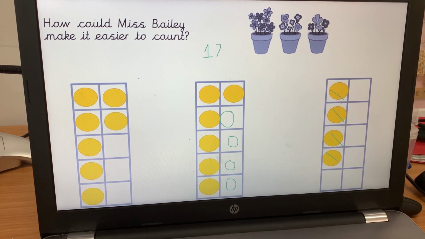17. So see whether you can have a go now using my worksheet, adding 3 single digit numbers, finding that number bond to 10 first to make it easier for you.